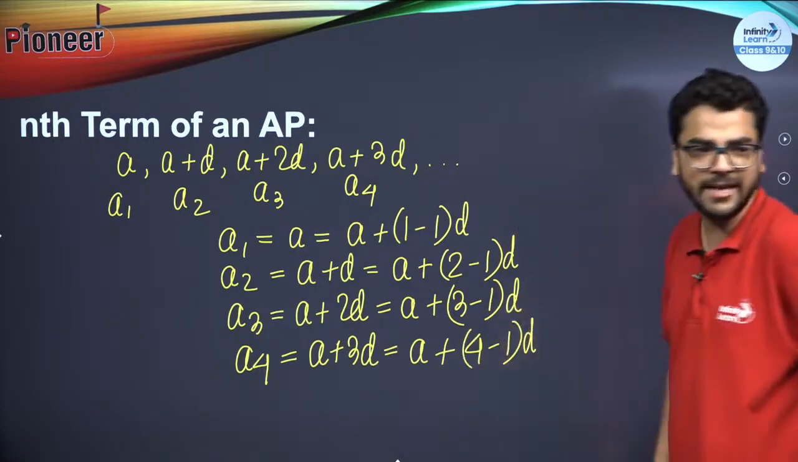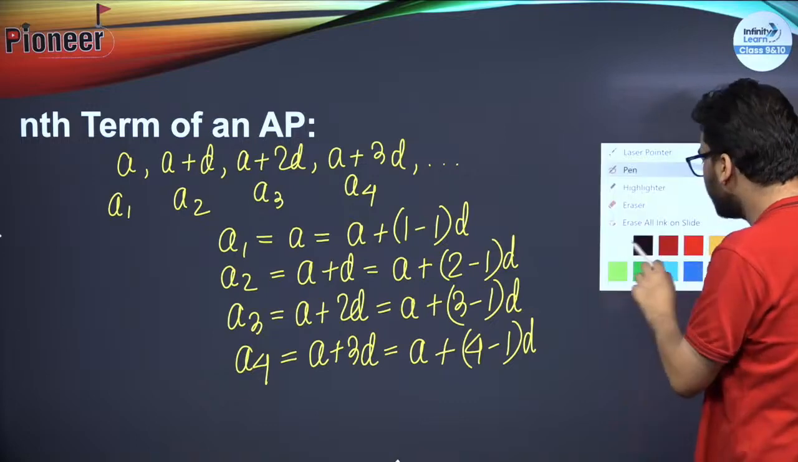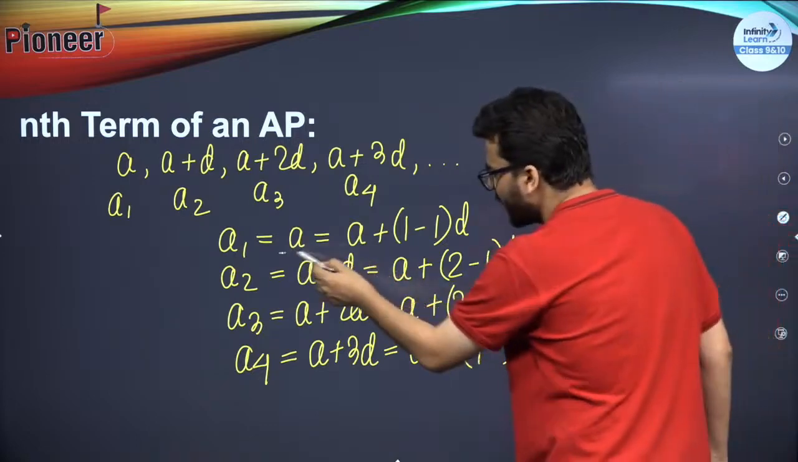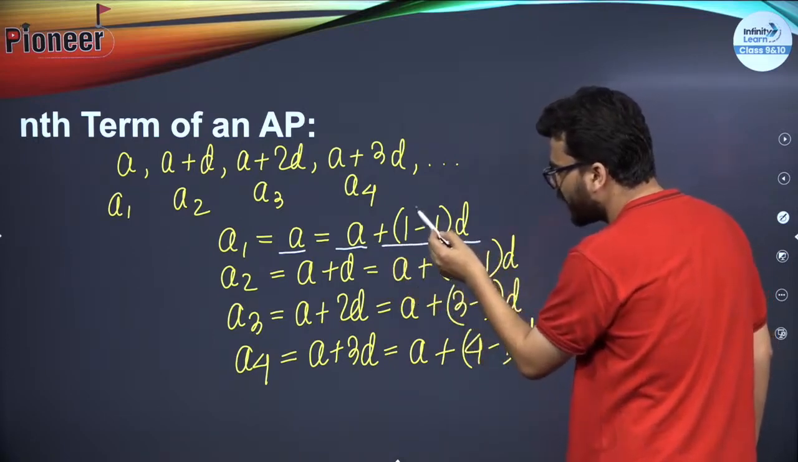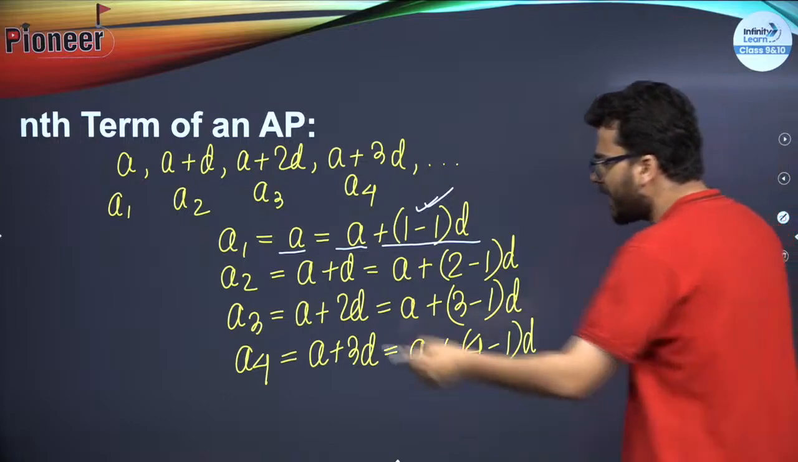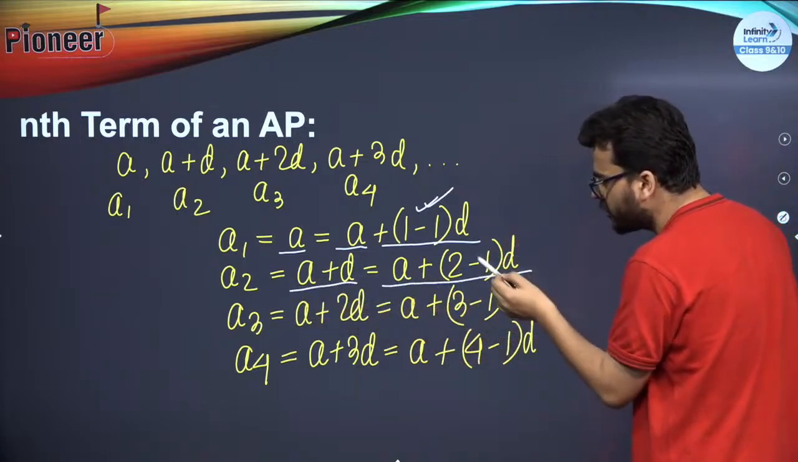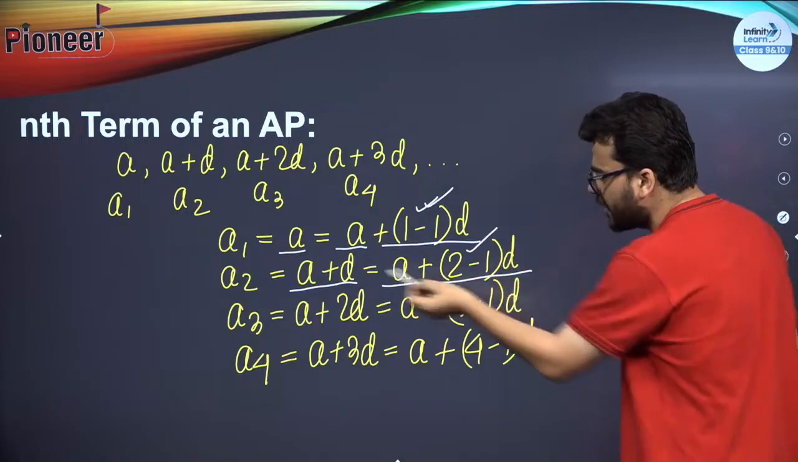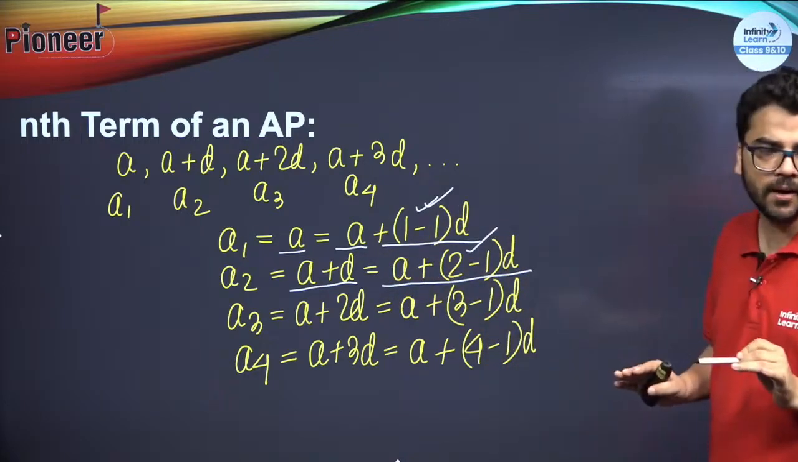Tell me, is this pattern clear to everybody? Ayush, you see over here, you'll get it immediately. A can be written as a plus 1 minus 1 into d, because 1 minus 1 is 0 only. So I can do that, Ayush. In the same manner, a plus d, I can write a plus 2 minus 1 into d, because 2 minus 1 is 1 only. So 1d means d only. Is it clear, Ayush? I hope it is clear.